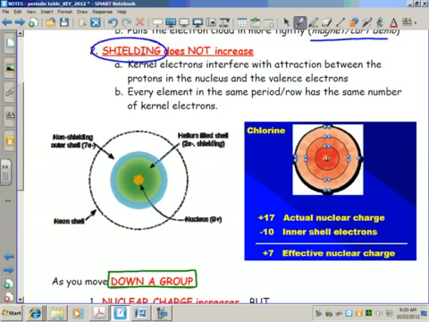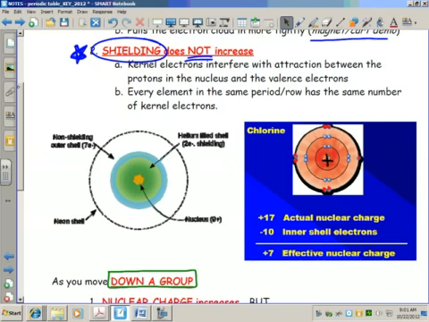Okay, the second thing that happens as we move across a period has to do with this concept of shielding, which does not increase. I'm going to explain that now because not only is it a really prevalent concept with reference to the Regents exam, it's really important in terms of understanding periodicity. I got two pictures here. I'm going to focus on the picture on the right. And in the center, we said we have our protons, our nucleus. It's the attraction between the nucleus and these guys, the outermost or valence electrons, that we're concerned with.